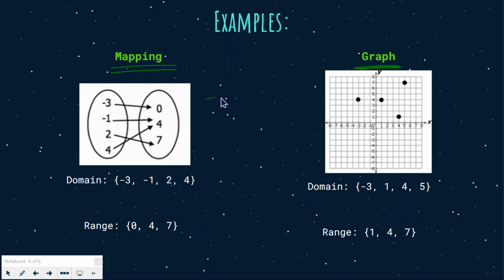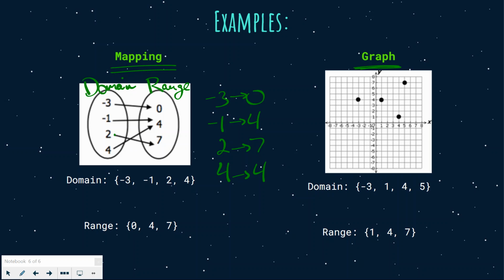So if we saw this written as a table, it would be -3, 0, -1, 4, 2, 7, and then 4, 4. And we would just draw arrows directly across. We wouldn't actually need to do that because they're lined up in the table. Here, that's showing the exact same thing. The domain values, or the x values, are on the left side. The range values, or y values, are on the right side. And it's just showing what matches up with each of these x values.